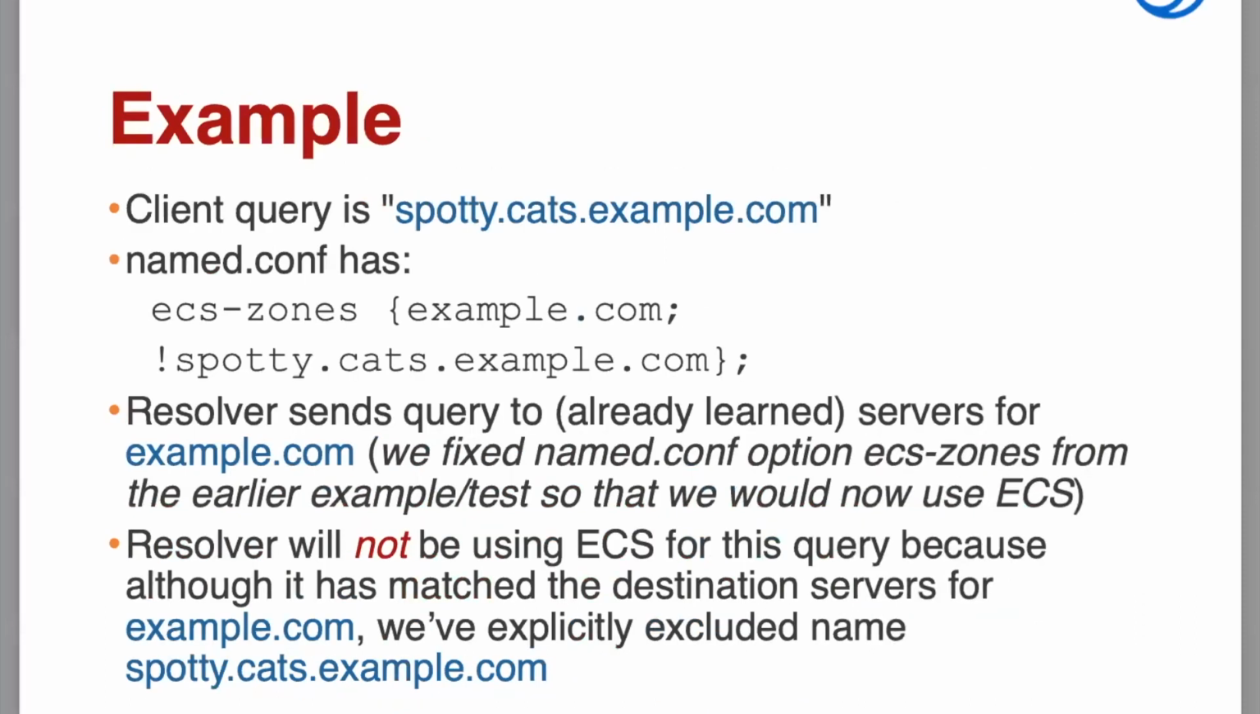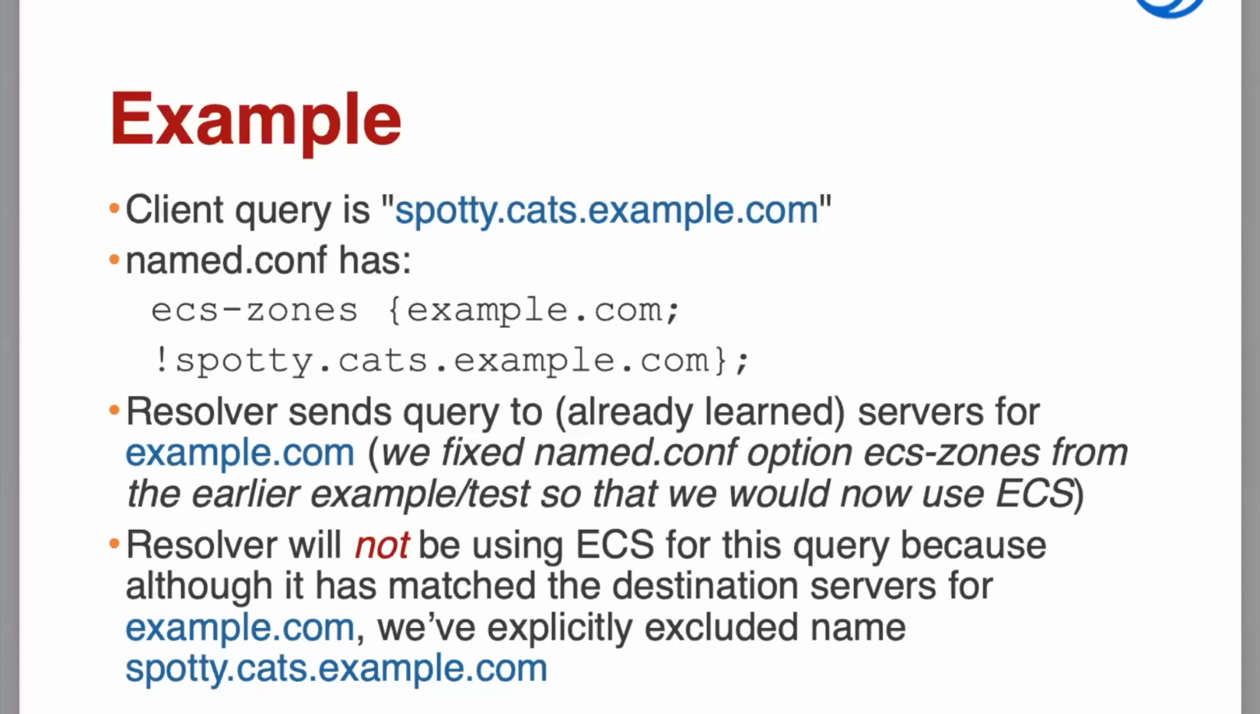So this time I've decided I'm going to query for spotty.cats.example.com. I have a spotty cat at home as it happens. And I haven't fixed it. I said that I had, and I haven't. So this slide is wrong. What it should say is ECS zones cats.example.com, because I worked out from last time that I needed to be more, no, I have fixed it. Sorry, I lied. I have changed my ECS zones to be example.com because I know that the example.com servers are also answering for cats.example.com. So I have fixed it.